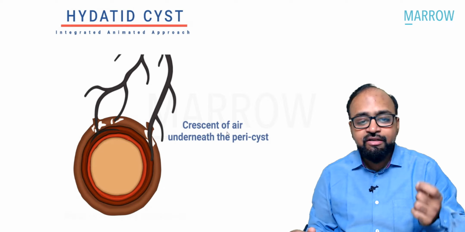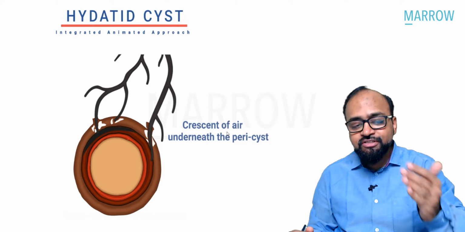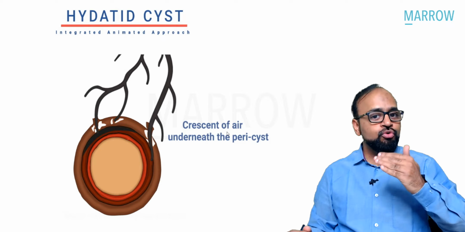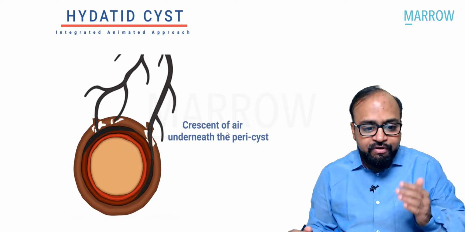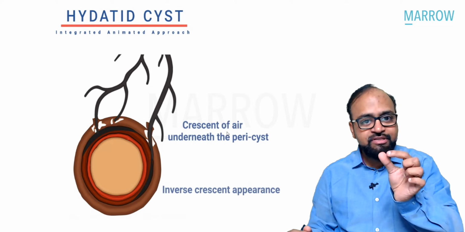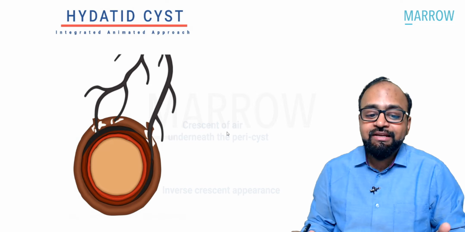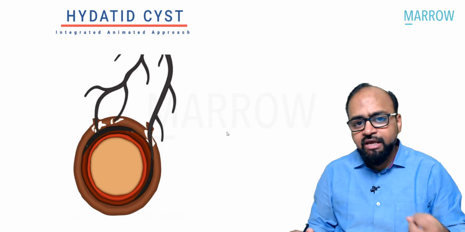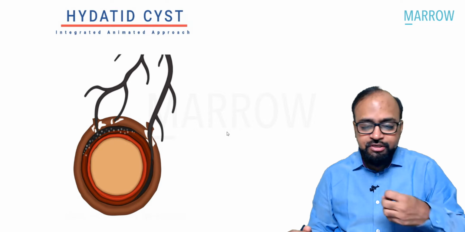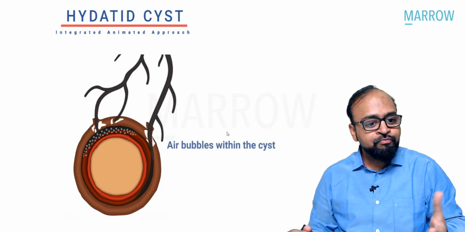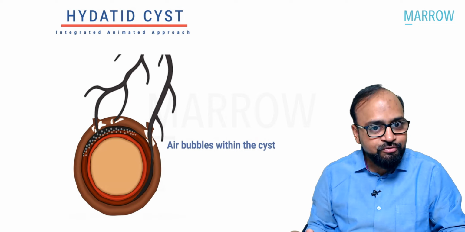If it happens on the top of the cyst, it looks like a crescent. It can also happen at the bottom part of the cyst. When it happens on the bottom part of the cyst, this air is also trapped, so this looks like an inverse crescent. Sometimes air can just enter into the cyst or get scattered throughout its wall. Then various air bubbles can be seen within the cyst.